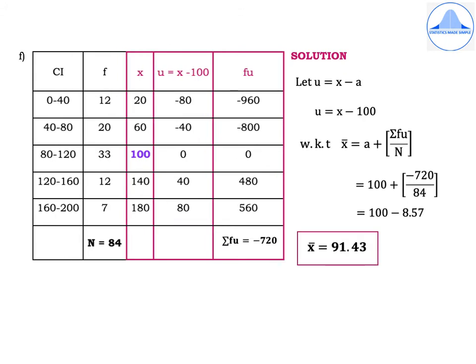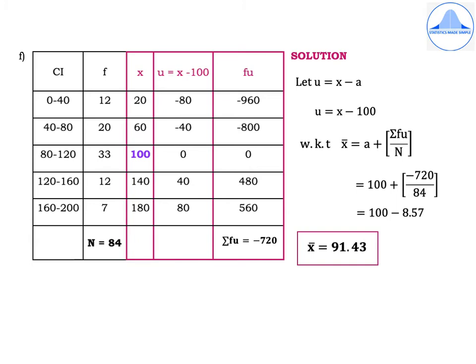Subdivision F. The class intervals are 0 to 40, 40 to 80, 80 to 120, 120 to 160, 160 to 200. The corresponding frequencies are 12, 20, 33, 12, 7. So capital N is equal to 84. The next step is to find out the midpoint of the class intervals. You get them as 20, 60, 100, 140, 180.